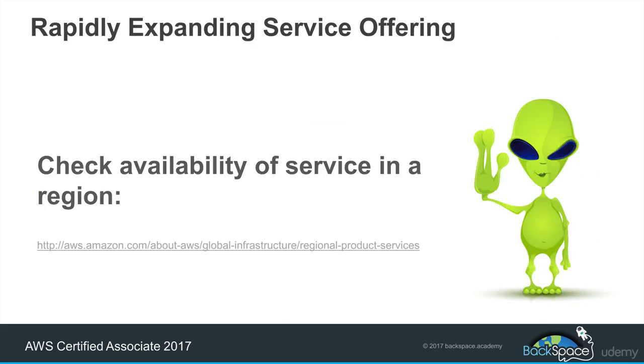Now again, one thing to consider here is that the AWS service offering is rapidly expanding, and it's always a good idea to check the availability of a service in your particular region. For this course, we use the US East 1 standard region, simply because that is the main region that has the broadest range of AWS services available to it. If you're using, for example, Mumbai, that's a very new region, and so it's not going to have all of the services available for it. But if you just go to that URL there on the screen, you can check the availability of a service in a region before you start working on your application.